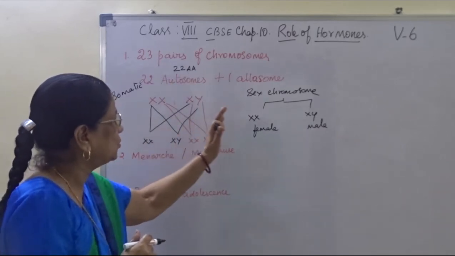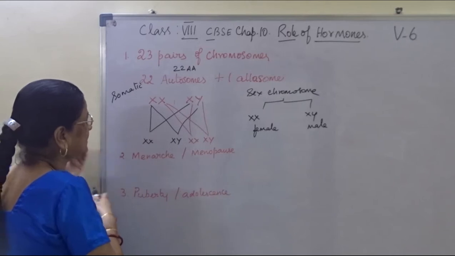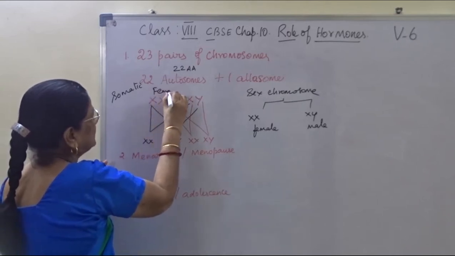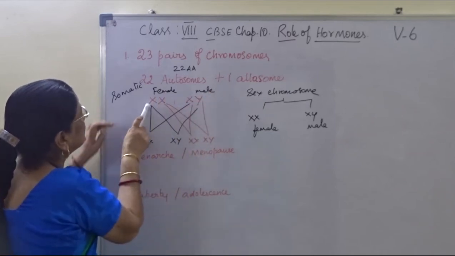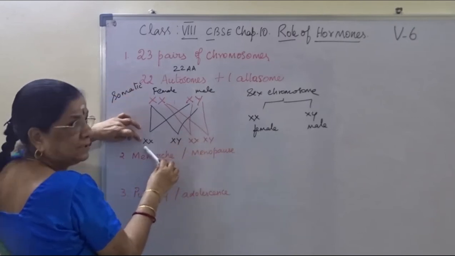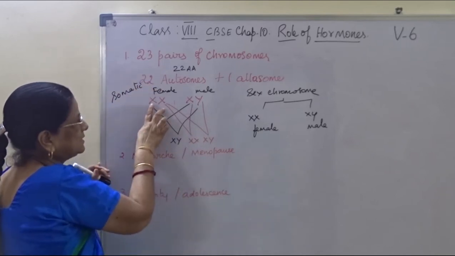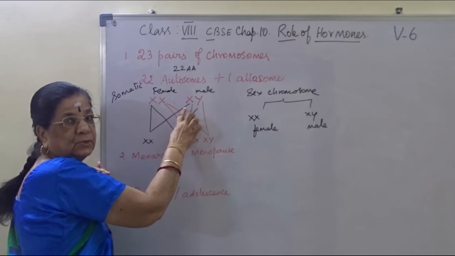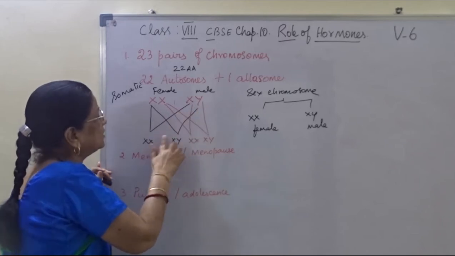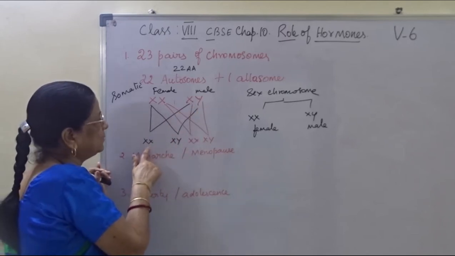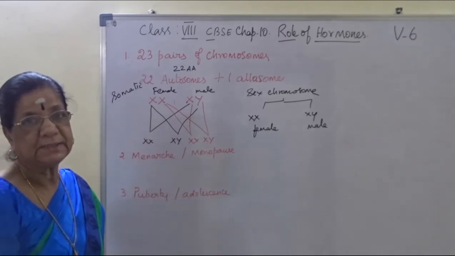Now this sex chromosome will determine the sex of the child. XX is female and XY is male. When this X moves with this X, it will be XX. When this X moves with this Y, it will be XY. In the same way, this X will go with this X and Y in the cross. So we will have female, male, female, male. That is how the sex of the child is determined.